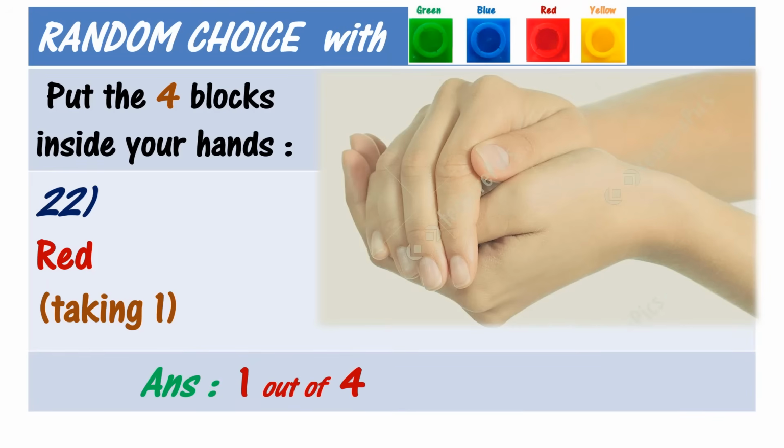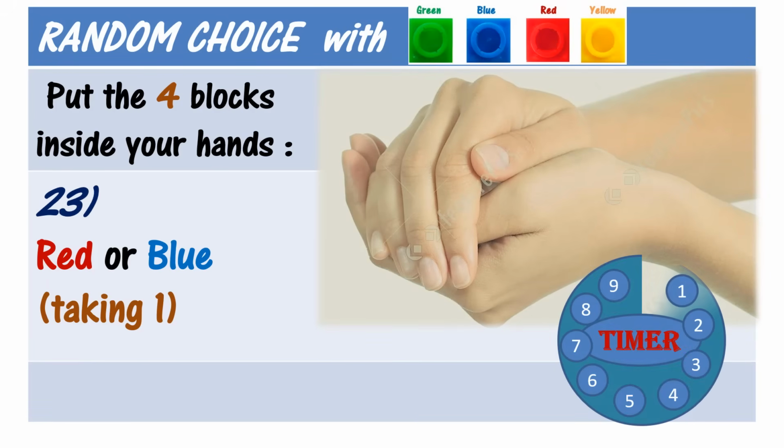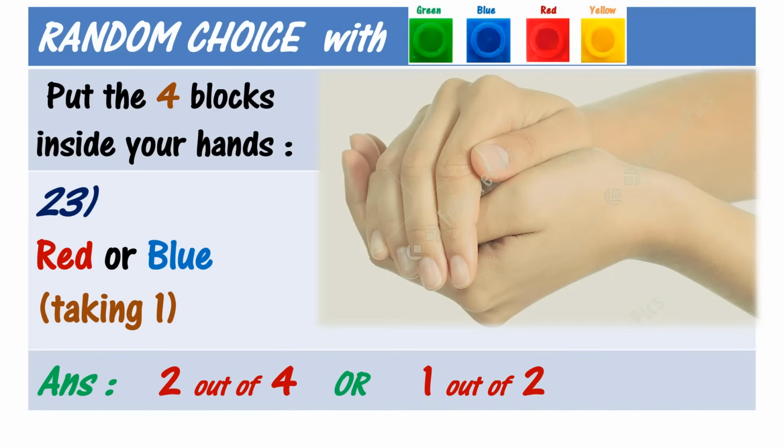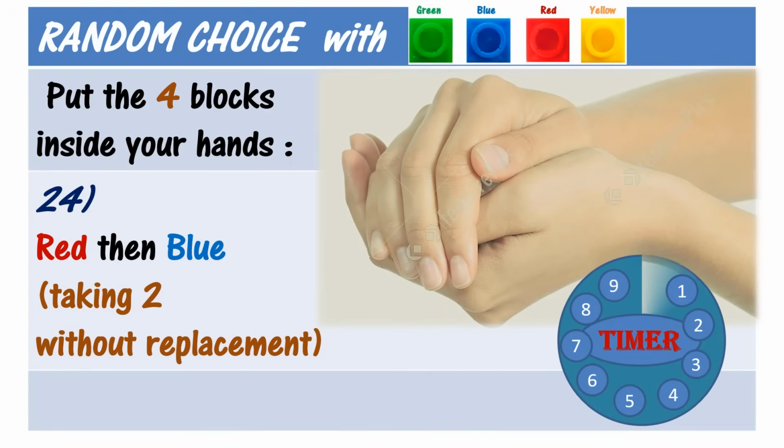Well, that would be a quarter, or a fourth, or 1 out of 4. Again, what's the chance of a red or a blue taking only 1? Well, that would be 2 chances out of 4, or 1 out of 2. Now I'm taking 2, red then blue without replacement.